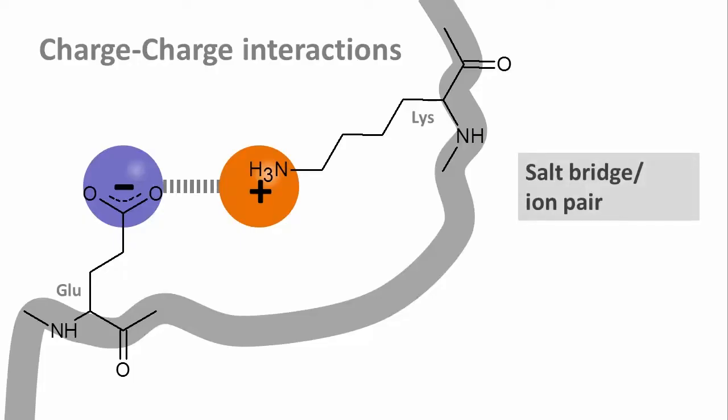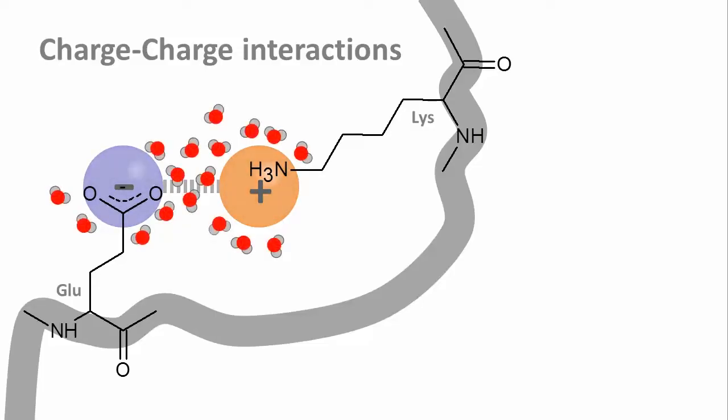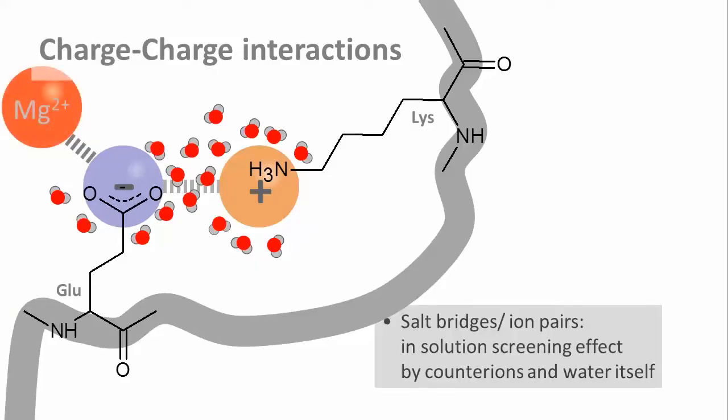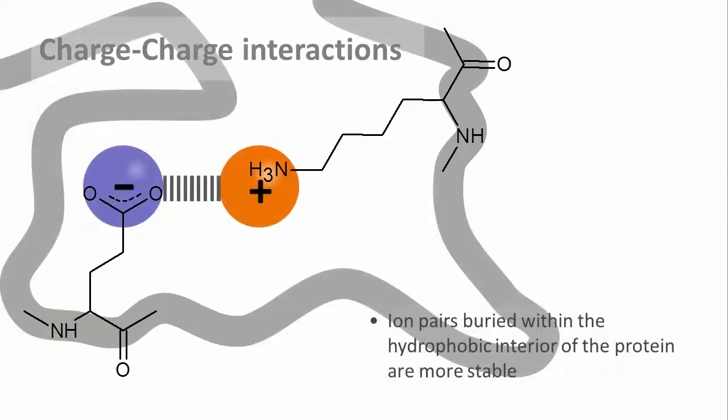If they are on the surface of proteins, the interaction is sometimes weakened by shielding or screening effect from water molecules that arrange themselves around the ionized groups, and ions in solution can also screen those charged groups. If the salt bridge or ion pair is buried deep within the protein, there is no such screening effect, and in that case, the bridge is much stronger than between solvent-exposed ion pairs on the surface of proteins.